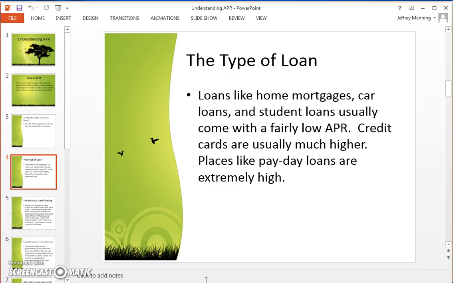Now, other types of loans have higher APR, and credit cards are probably the one best known for having a really high APR.